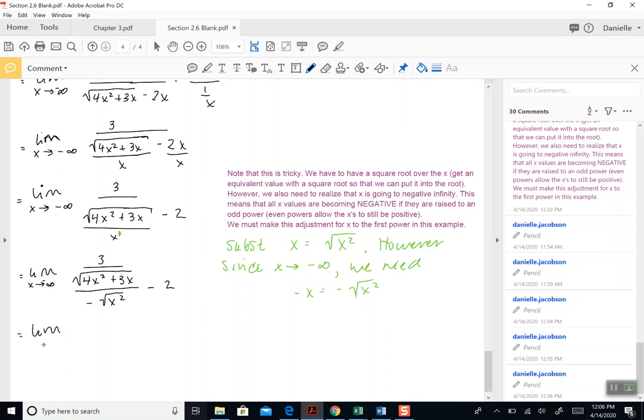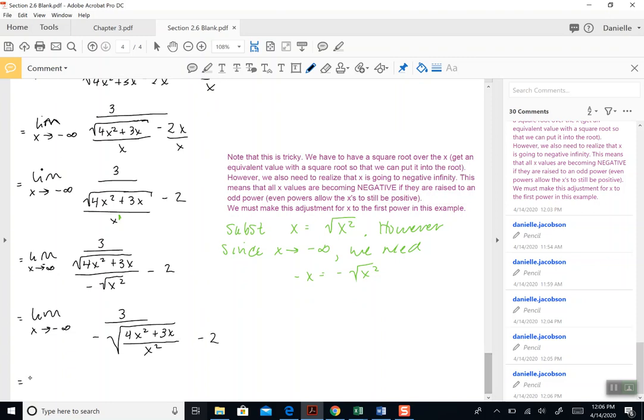So I have the limit as x goes to negative infinity of 3 over, okay, so I have this root over this root, so now I have negative, because there's a minus 1 in a sense out in front, so negative root of 4x squared plus 3x all over x squared minus 2. Ooh, I'm running out of room here. Okay, so we have the limit as x goes to negative infinity of 3 over negative root.